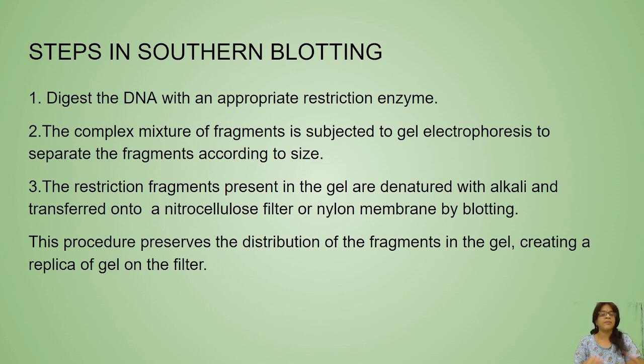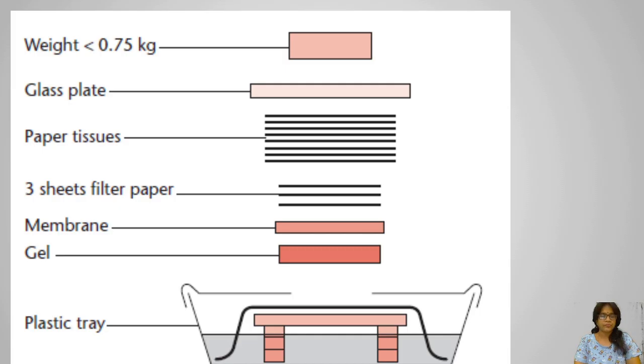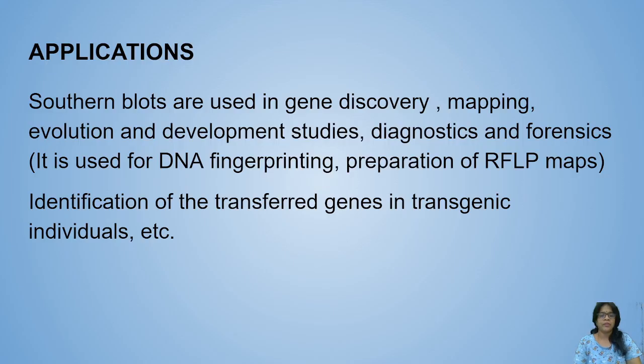The complex mixture of fragments is subjected to gel electrophoresis, as I told you. These are the steps involved in southern blotting. This is how the gel is transferred to the nitrocellulose membrane by capillary action. The gel is placed with the membrane, sheets of filter paper, tissues and a weight, so that by capillary action the gel contents get transferred to the membrane. What are the applications? Southern blots are mainly used for gene discovery, mapping, and DNA fingerprinting. These are the important points to be covered in southern blotting.